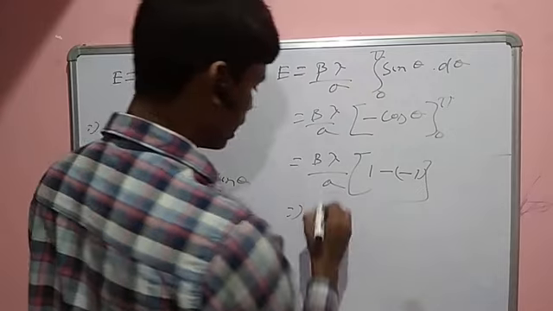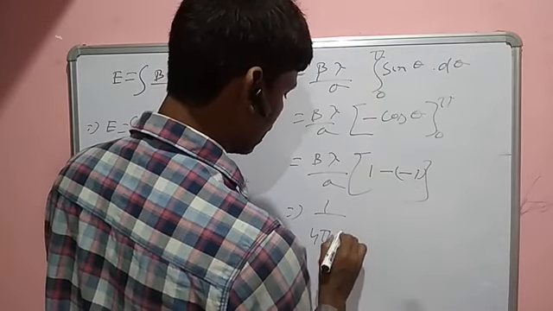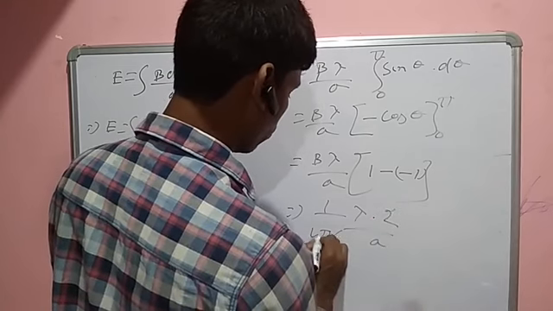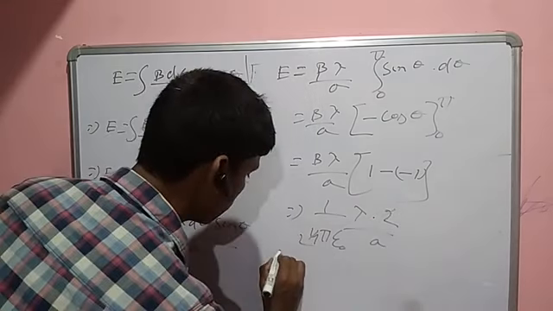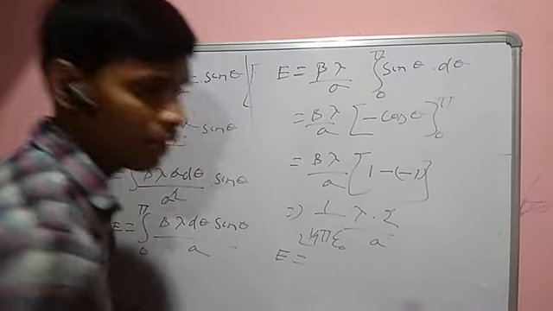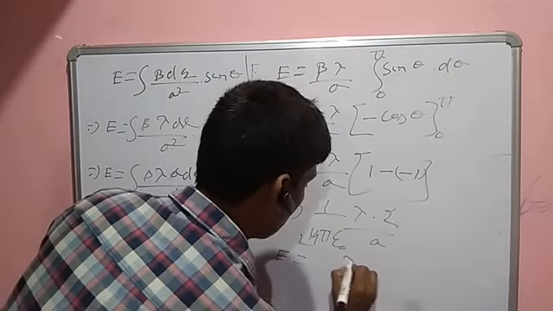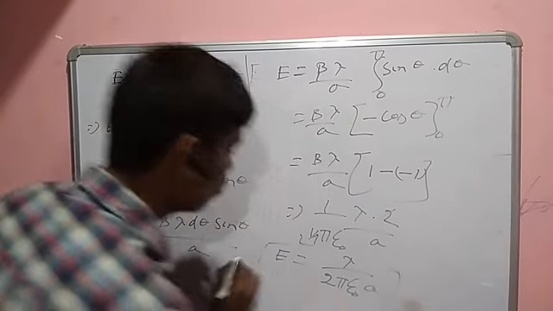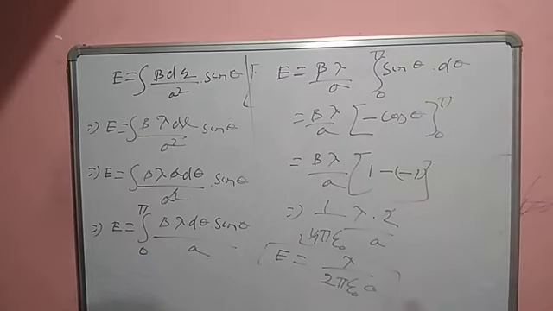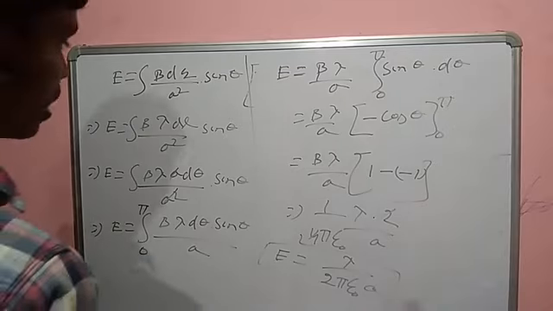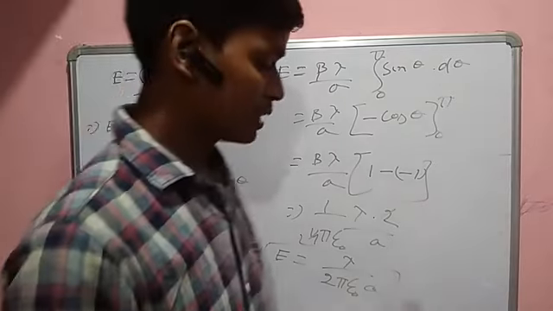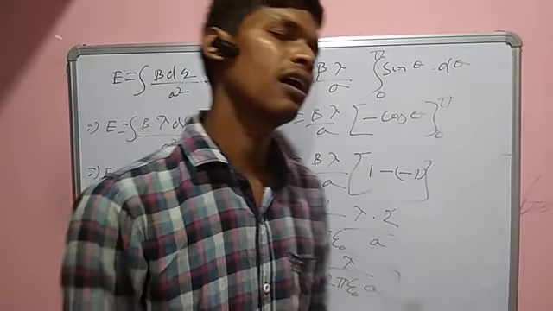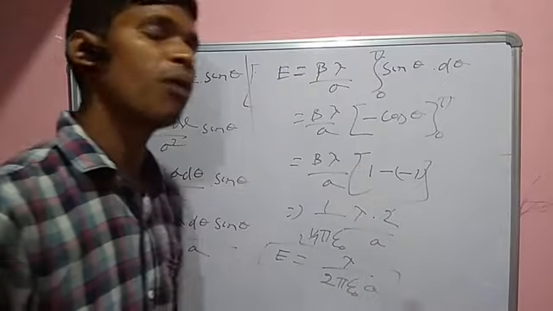So k is 1 by 4 pi epsilon 0, lambda into 2 by a. The 2 cancels, so the electric field is equal to lambda by 2 pi epsilon 0 a. Yes or no? So finally lambda by 2 pi epsilon 0 a. This is the electric field at the center of a semicircular ring.